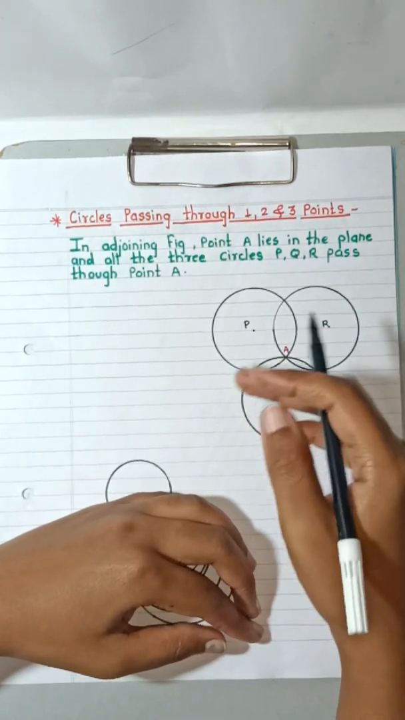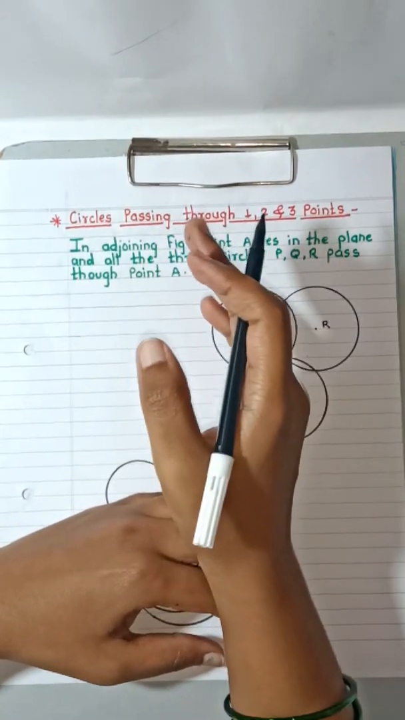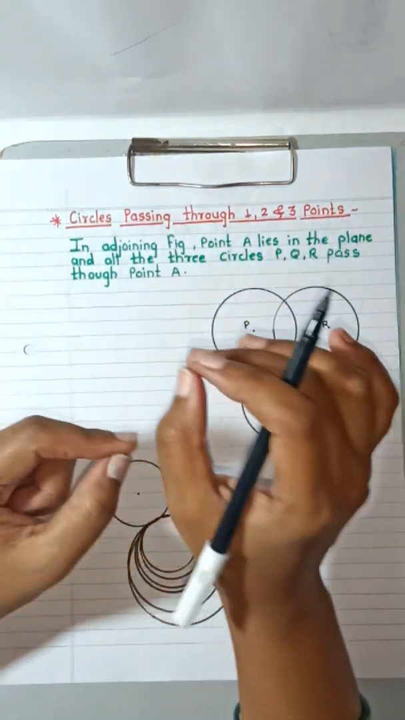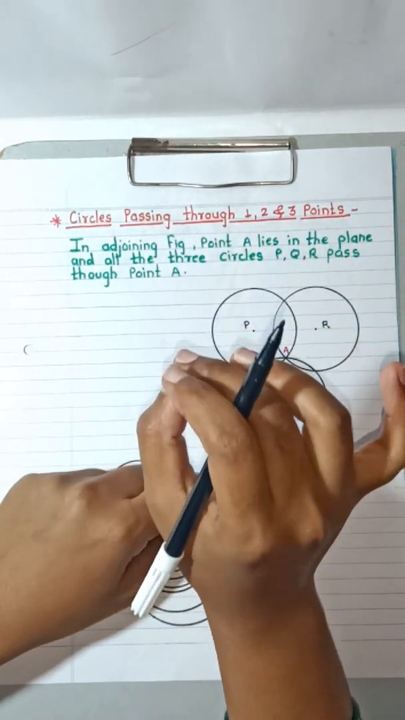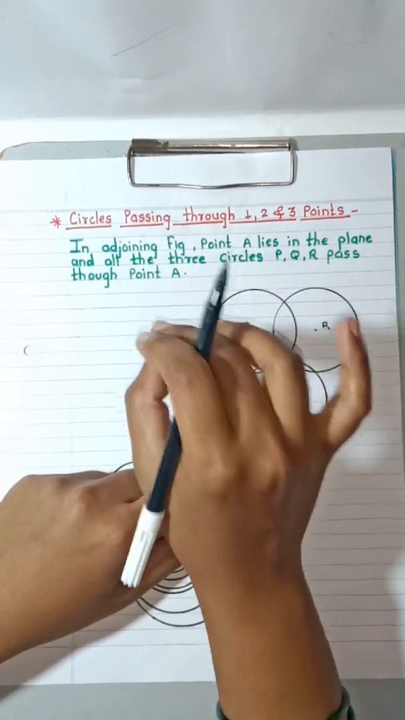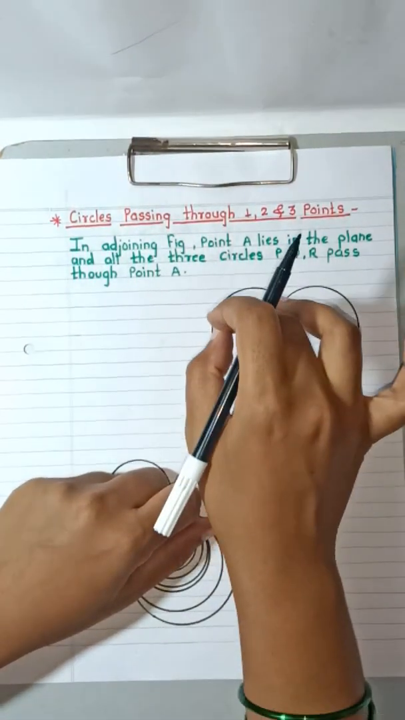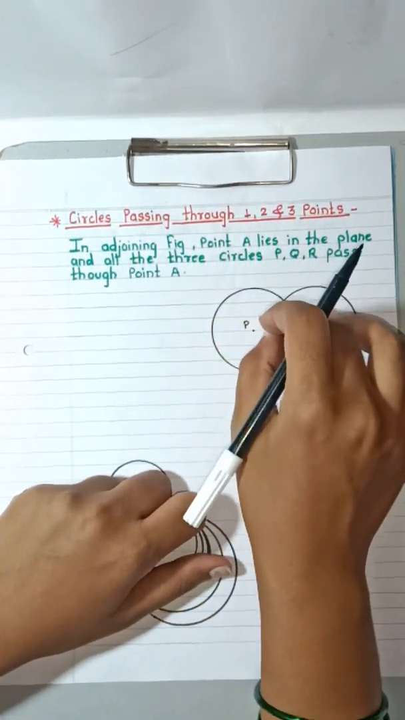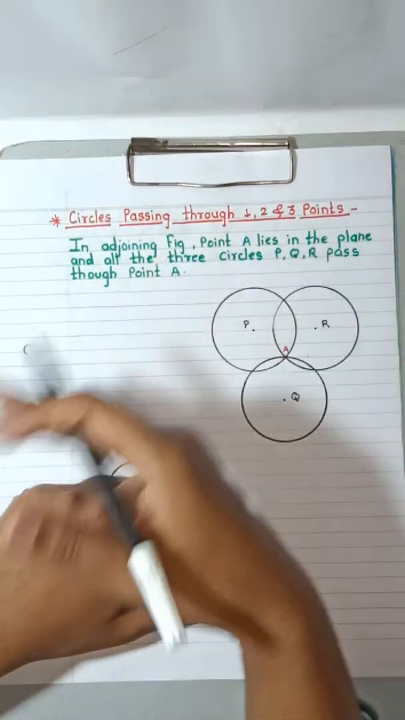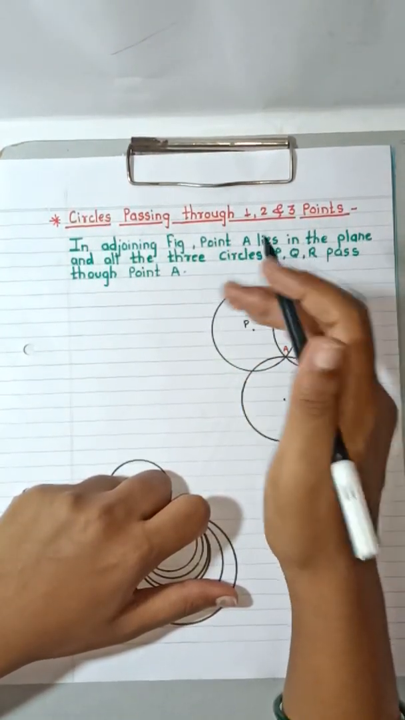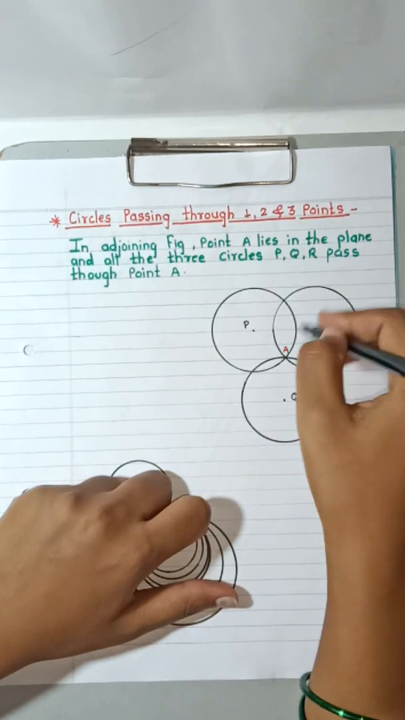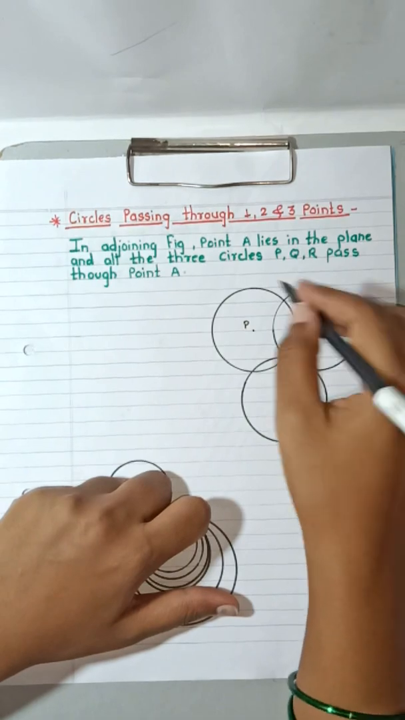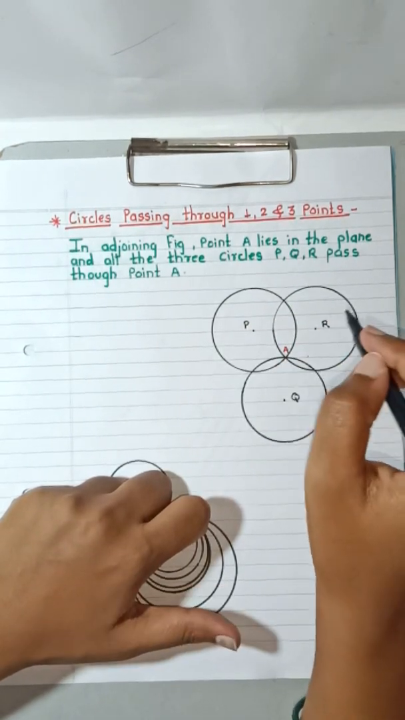Okay children, now you have also studied last year, that is in standard 9, that from a point you can draw infinite lines. From one point you can draw infinite lines passing through it. In the same way, innumerable or infinite circles can be drawn passing through a single point. Here they have given only 3 circles, but you can draw infinite circles passing through a single point.